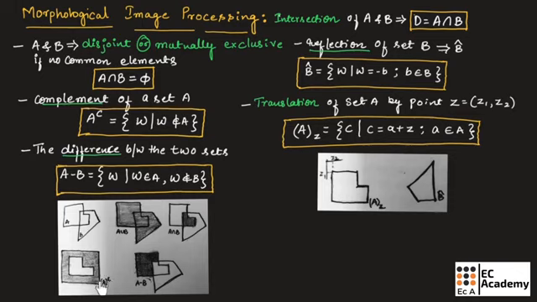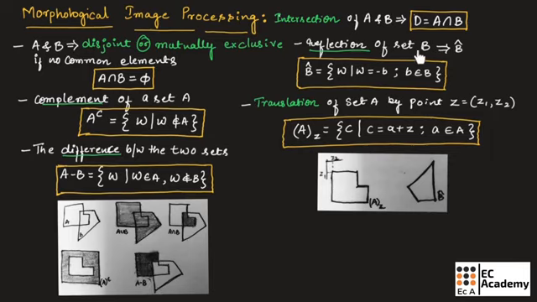A complement is represented in this figure and A minus B is represented in this figure. As you can see, elements in A are represented in gray, which means only this region represents A minus B. So we are subtracting B from A. The region that is covering B is subtracted and the remaining region is considered here.